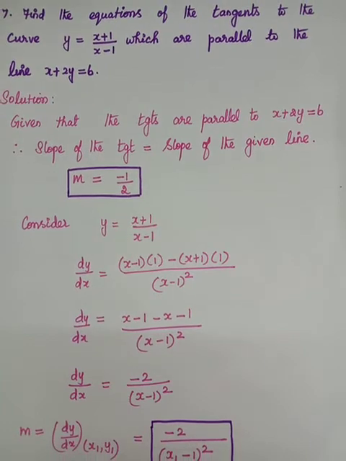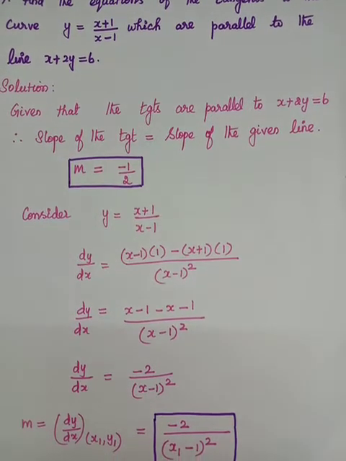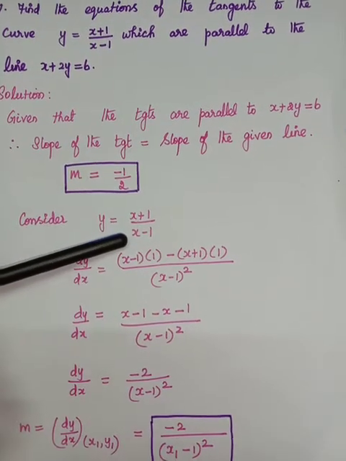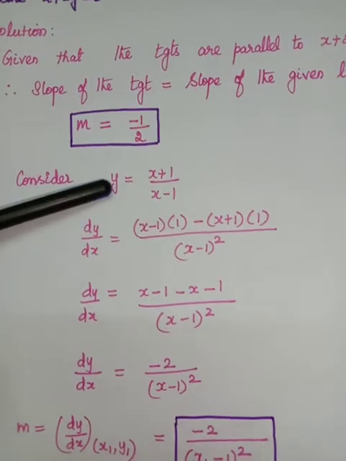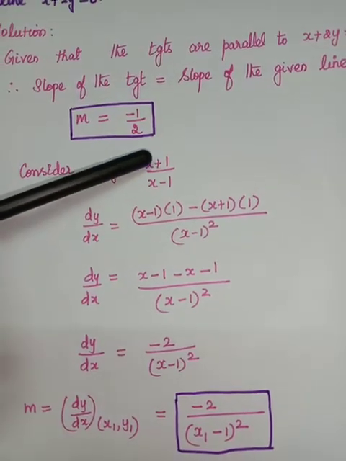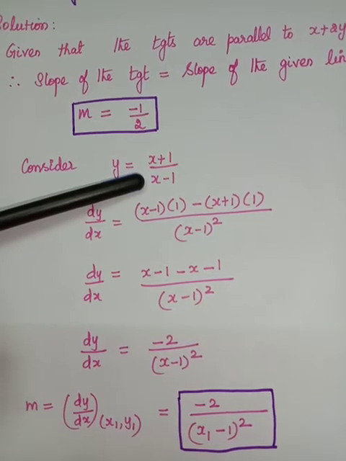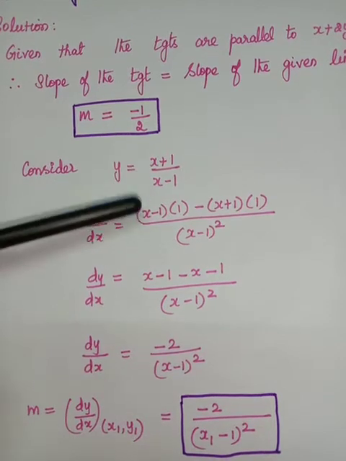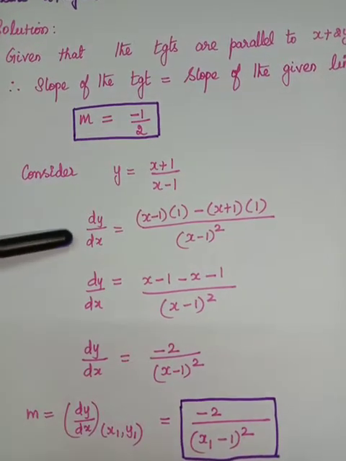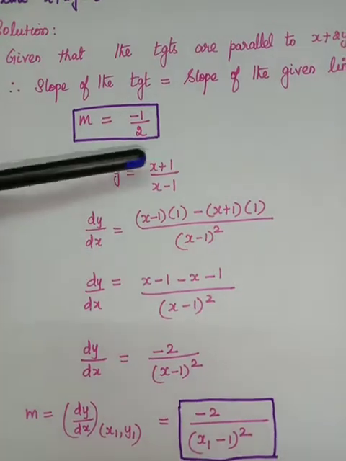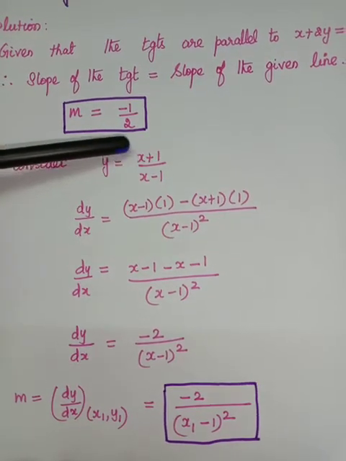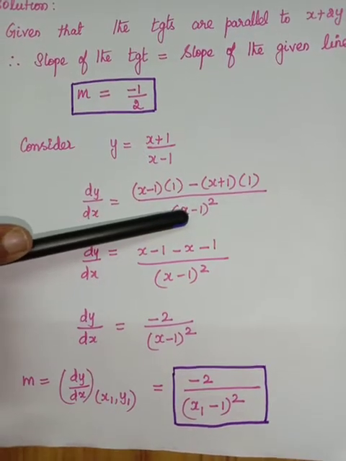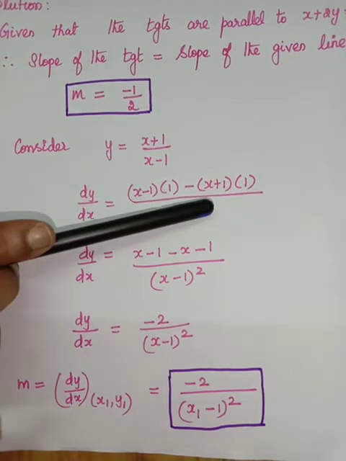And using the derivative, you can find the slope of the tangent. For that, consider the curve y = (x + 1)/(x - 1). You have to differentiate y with respect to x. Here the numerator and the denominator are functions of x, so we use the quotient rule. For the quotient rule, the numerator is taken as u and the denominator as v, and the denominator is v squared, that is (x - 1) whole squared.